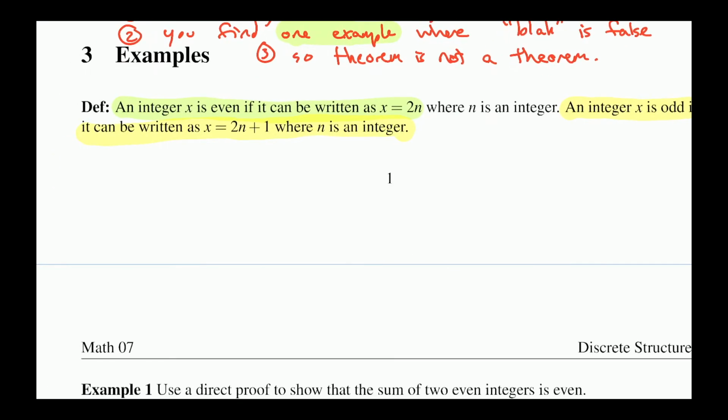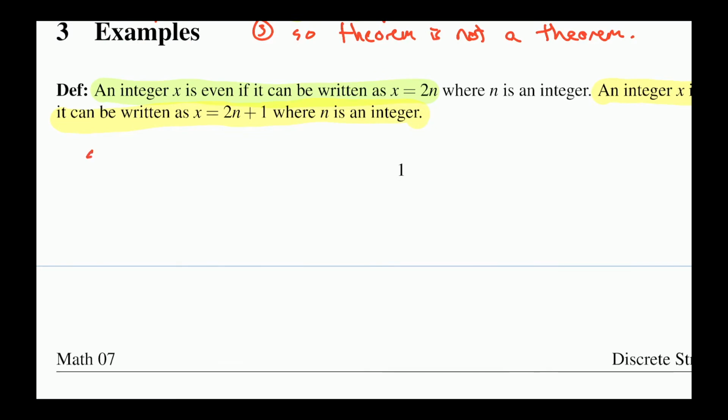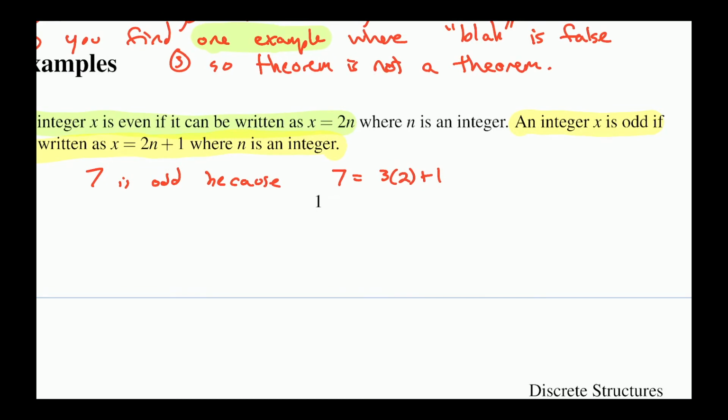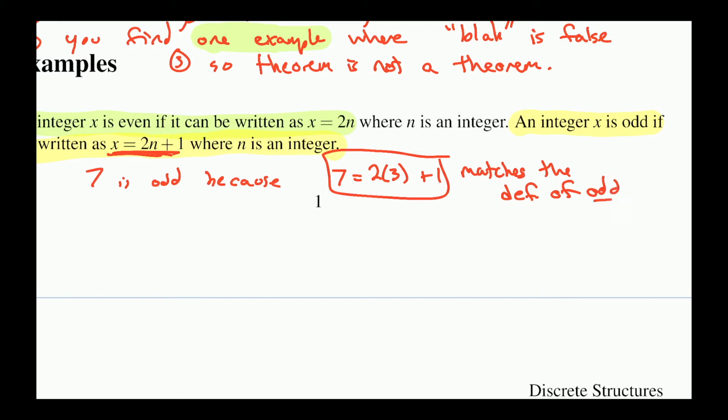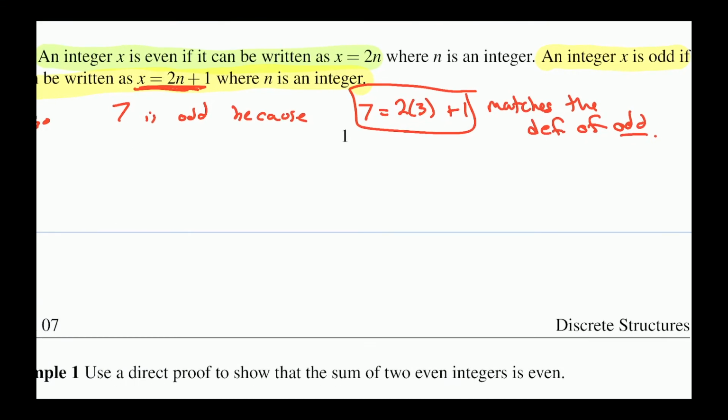Okay, so for example, this is just trivial, but 7 is odd. Why is 7 odd? Because you can write it this way. 7 equals 3 times 2 plus 1. Or actually, to make it match this formula here, it'd be 2 times 3 plus 1, right? And so this right here matches the definition of odd. And same for even, right?